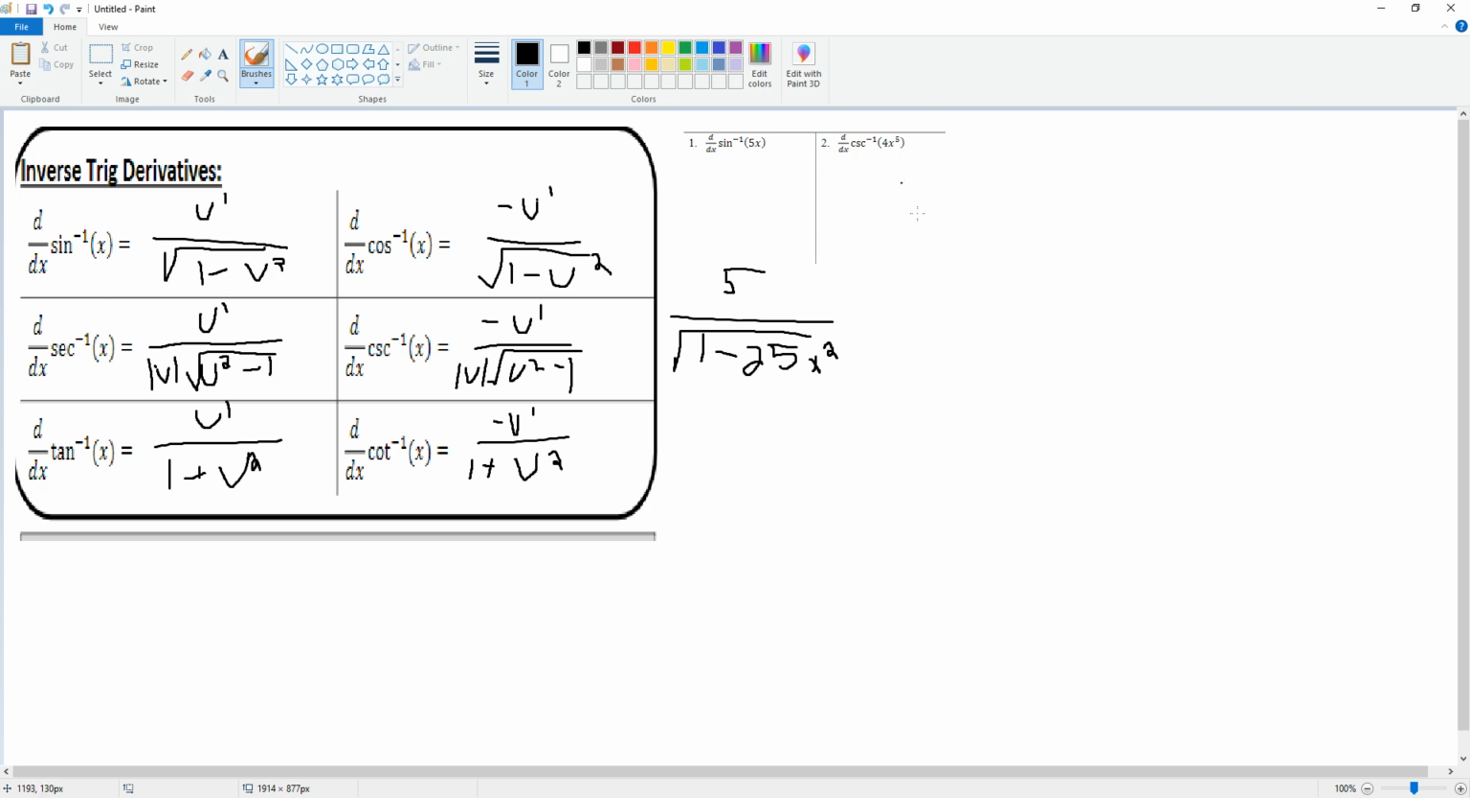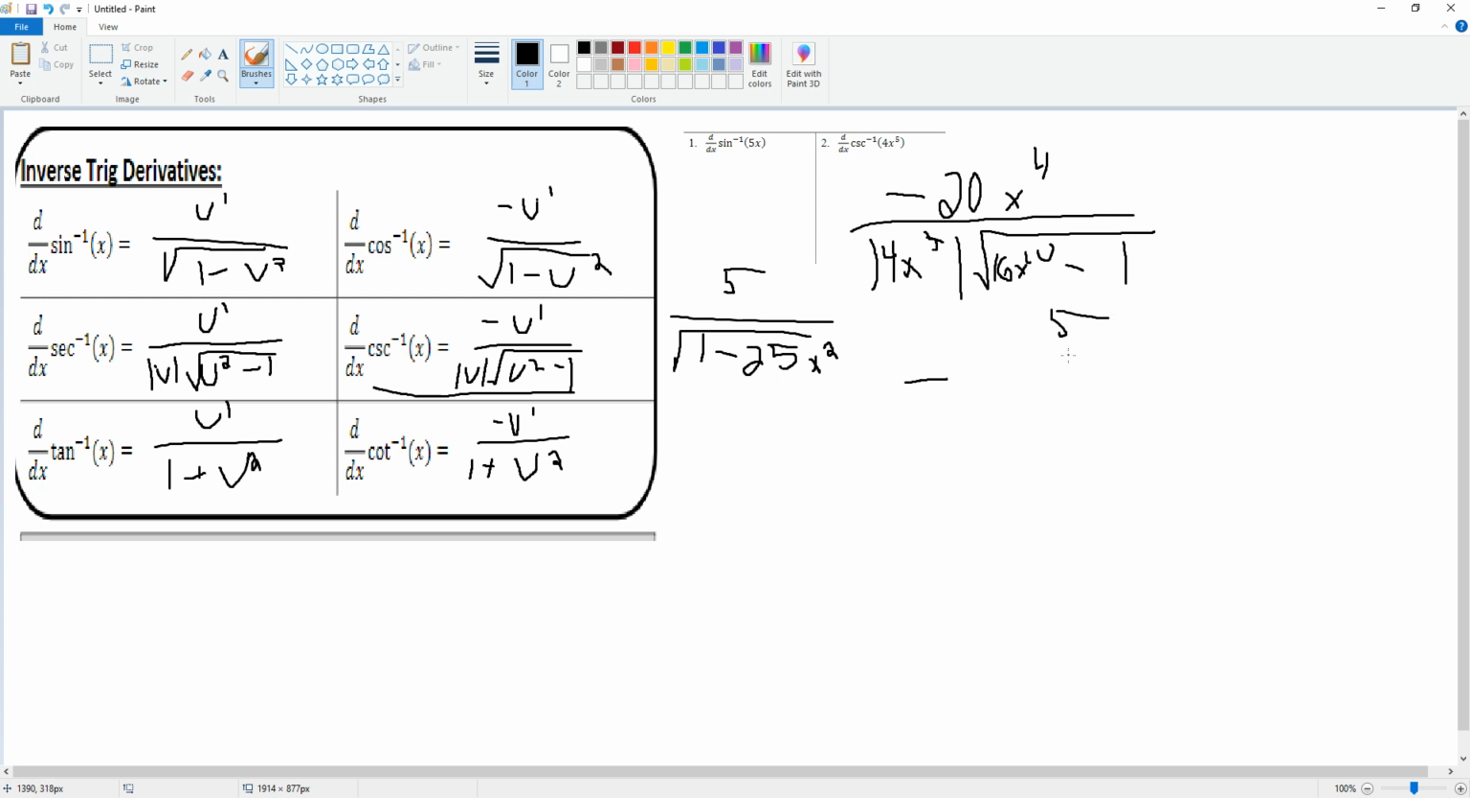Number 2 is cosecant. So it'd be negative u prime, which is 20x^4, over the absolute value of 4x^5, just normal u, times the square root of u squared, which is 16x^10, minus 1. And you can simplify that down to negative 5 over the absolute value of x times the square root of 16x^10 minus 1.